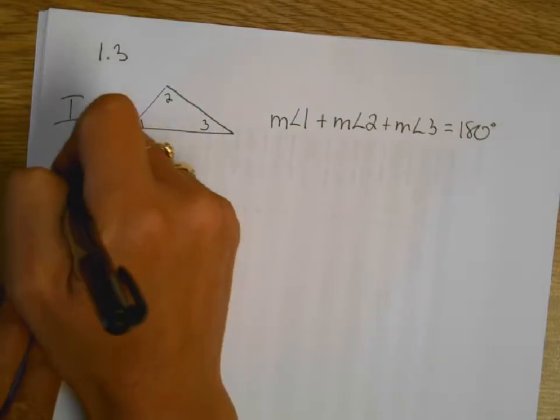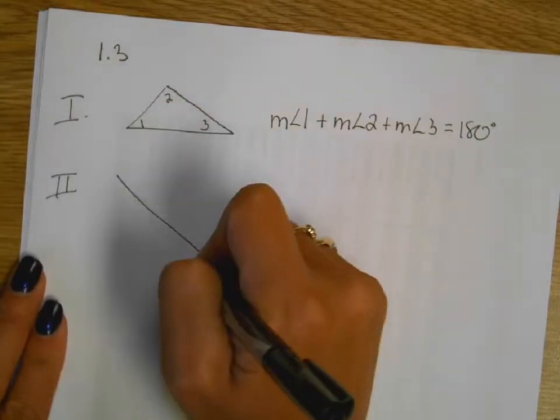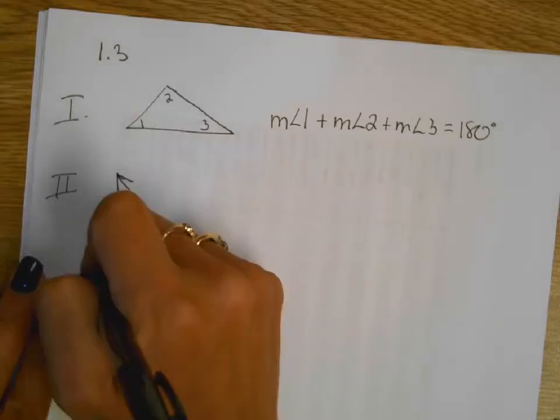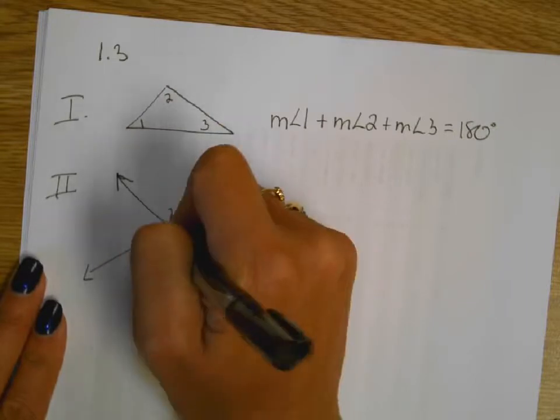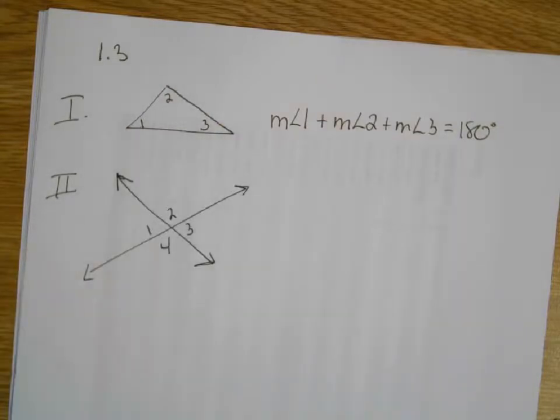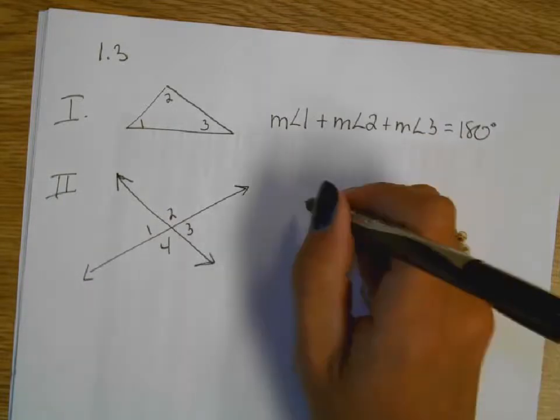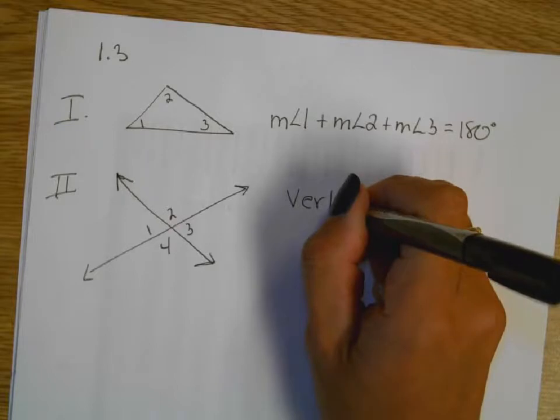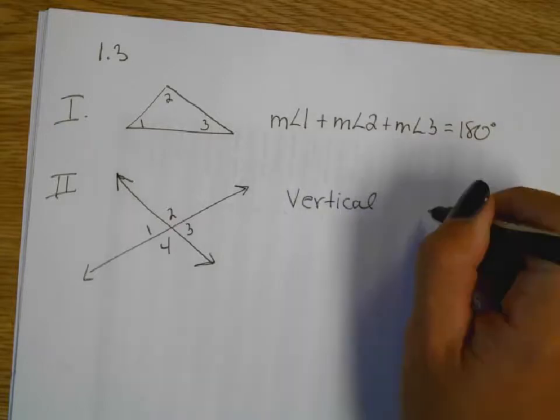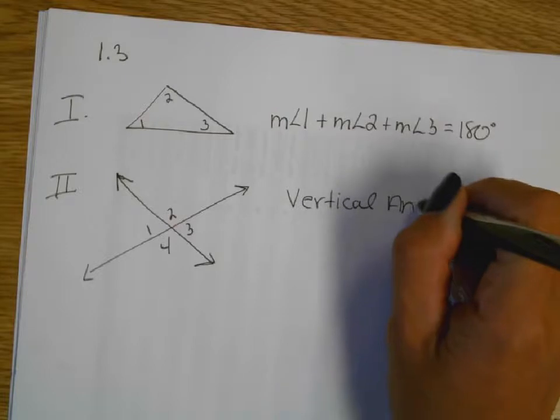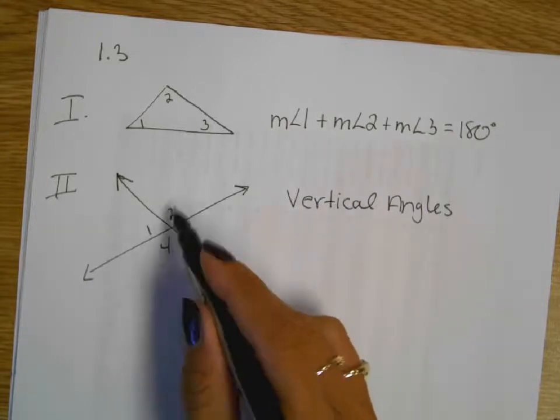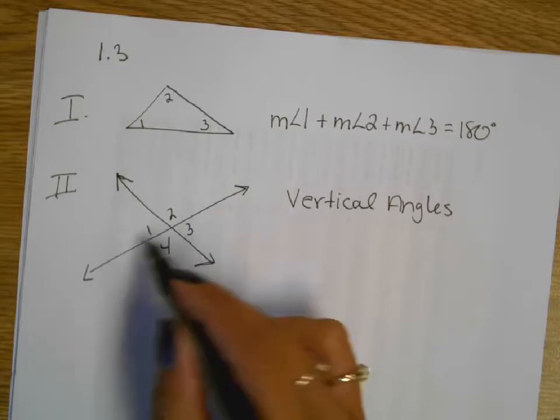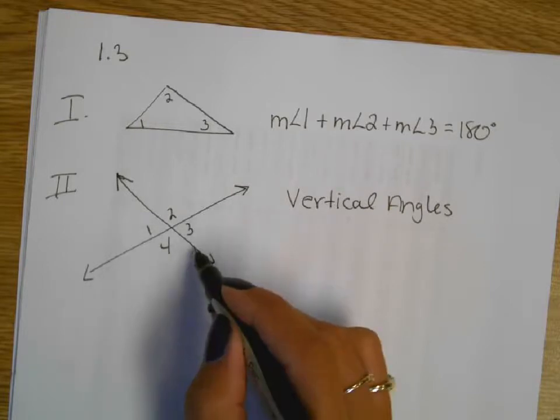Second big idea. Which angles in this picture are the vertical angles? And then what was true about vertical angles? Jimmer? 2 and 4 are the vertical angles. And? They're congruent. How about 1 and 3? They should be congruent too, right?